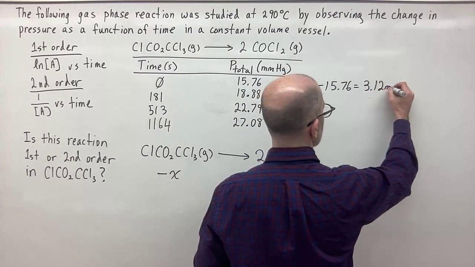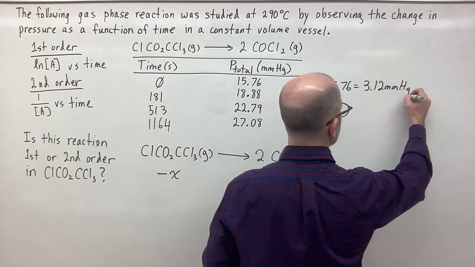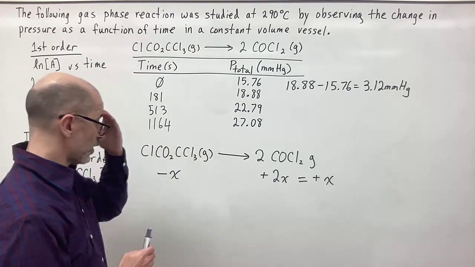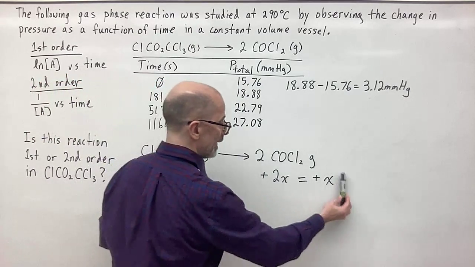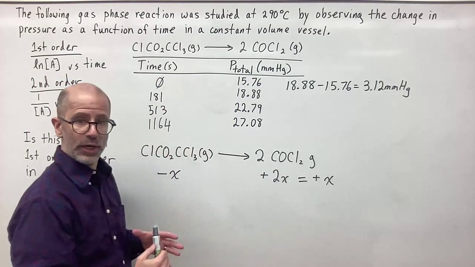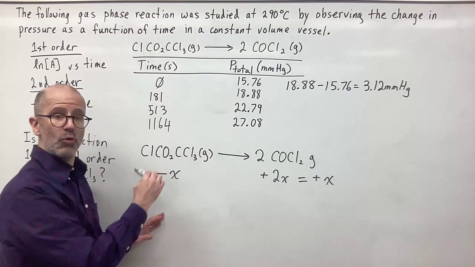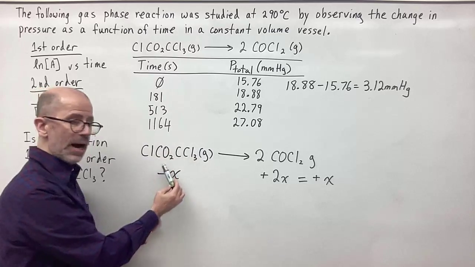And that's millimeters of mercury. That's the amount that I gained. But look here. The amount that I gained in the total pressure is equal to the amount that I lost in the original pressure of my reactant.